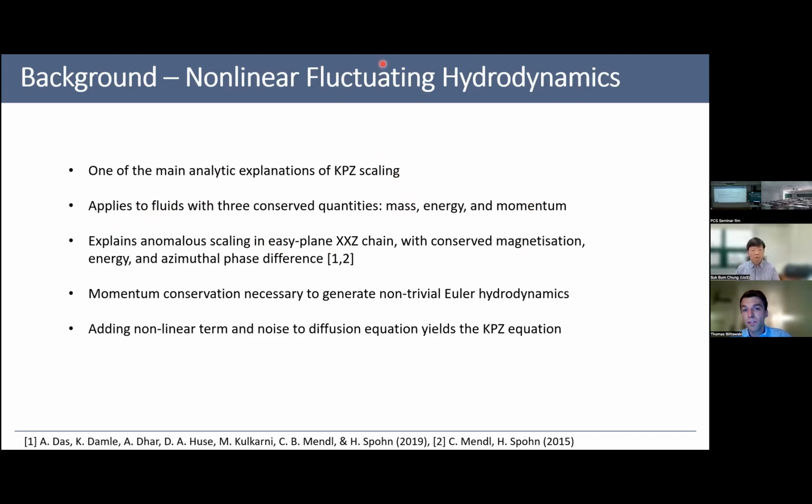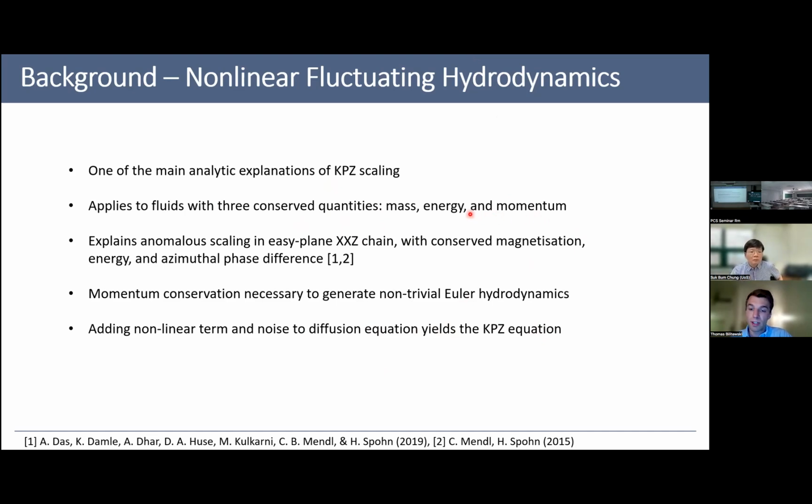And this theory specifically has been used to explain anomalous scaling and KPZ-like scaling behavior in the classical easy plane XXZ chain, where the momentum is actually like a phase difference, which at low temperatures is quasi-conserved, which then gives you this third conserved quantity. And that essentially means you have Euler hydrodynamics, but you have a nonlinear term coming from the momentum, and you have some noise term that you have to add phenomenologically to then essentially get the KPZ equation and KPZ scaling.